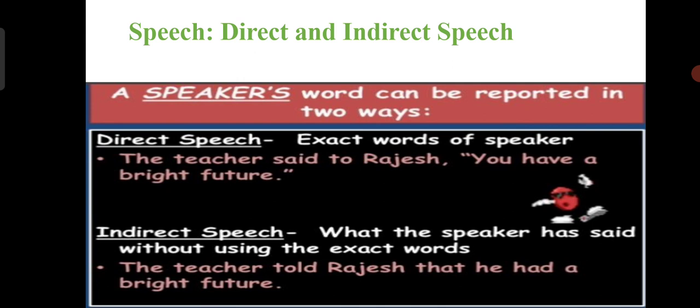Now, there are two types of speech, right? That is direct speech and indirect speech. A speaker's words can be reported in two ways. What is direct speech? Exact words of the speaker. The teacher said to Rajesh, "You have a bright future." So, these are the exact words, right? Now, when we convert the same sentence into indirect speech, we report what the speaker has said without using the exact words. So, the answer becomes, the teacher told Rajesh that he had a bright future. Clear?